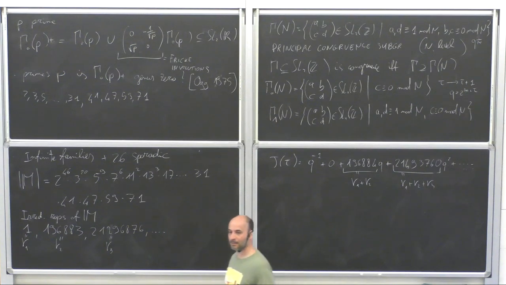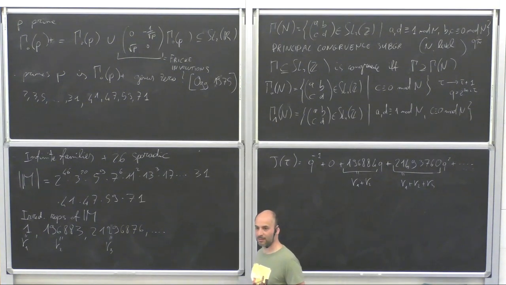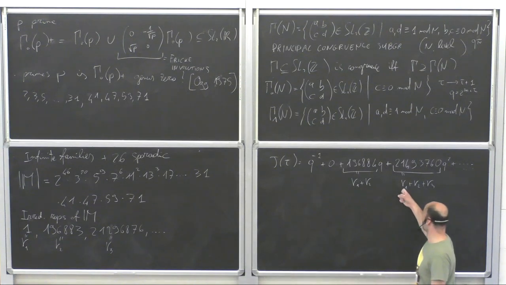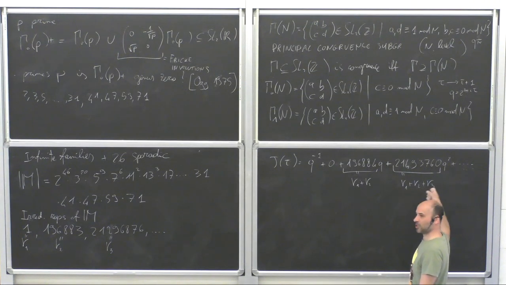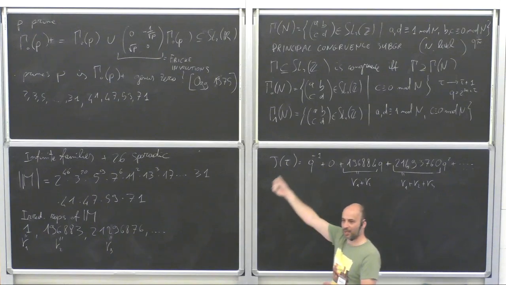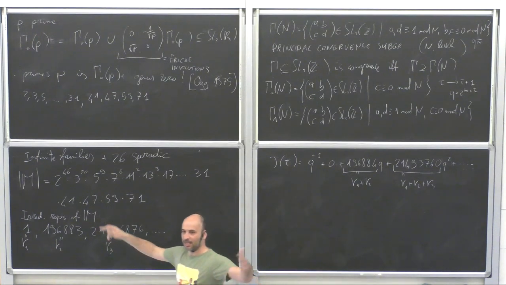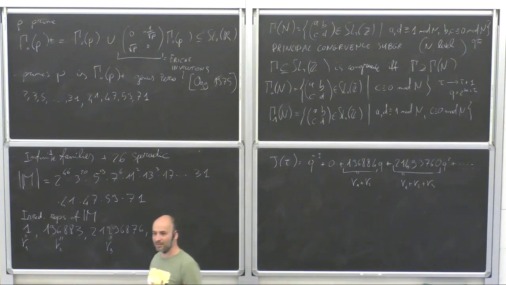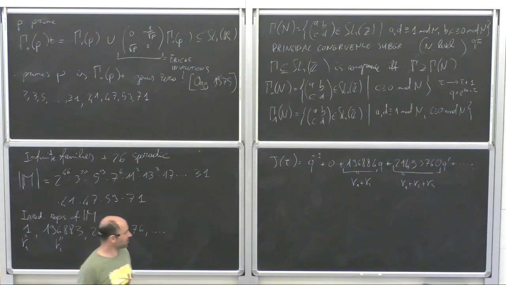Yes, the series of J is infinite. So of course you have to, I mean, these are very simple, but then you repeat, you have three times this representation, five times, and then these numbers grow. Yeah, exactly.